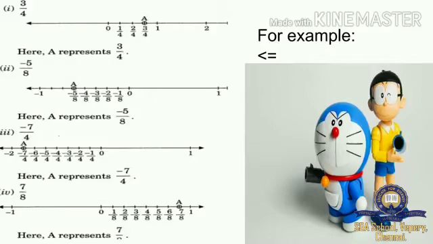Here we are drawing a number line, and we are pointing 0, on the right side plus 1, and on the left side minus 1. 0 to 1, how many units are there? Here the question is minus 5 by 8. Here we are pointing minus 1 by 8.